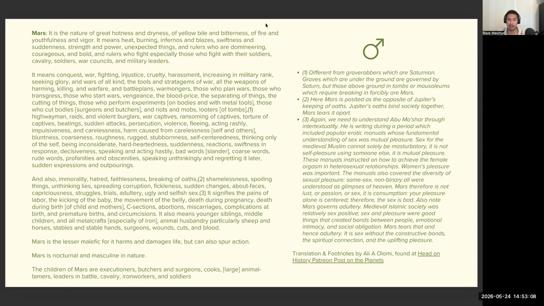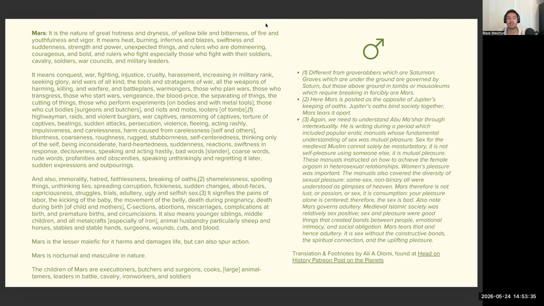The riots and mobs, looters of tombs, which is different from grave robbers, which are Saturnian. Graves which are under the ground are governed by Saturn, but those above the ground in tombs or mausoleums, which require breaking in forcibly, are ruled by Mars. It also represents highwaymen, raids, violent burglars, and brigands. It represents all war captives and the ransoming of captives and torture of captives.